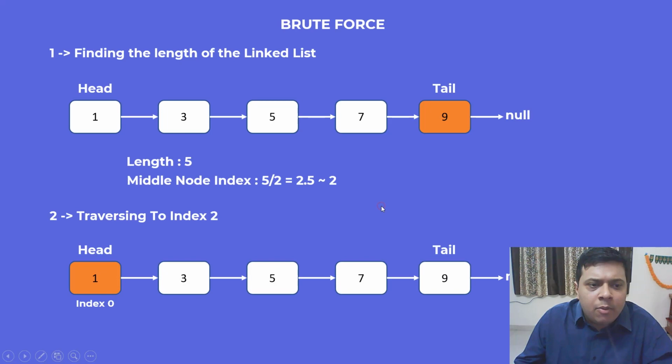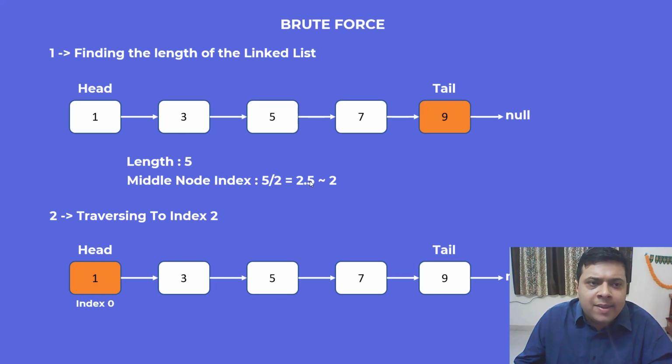Once we have this length, we can find out the middle node index, which is 5 divided by 2, which gives us 2.5. Going to the floor rather than the ceiling of the decimal, we get the value 2. So the middle node is at index 2.